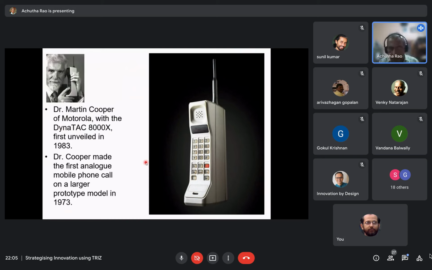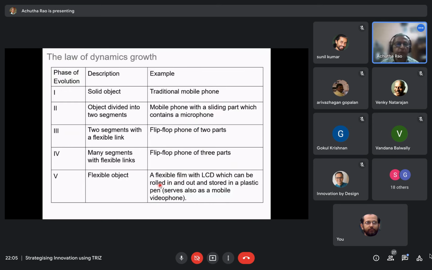So I'm coming to the end. I hope you will be seeing. It was a solid brick, right? So the mobile as a solid piece. So basically, I can map a solid object divided into two segments based on the trends, and ultimately flexible objects. I can probably wear it around my wrist. This is how the prediction happens.